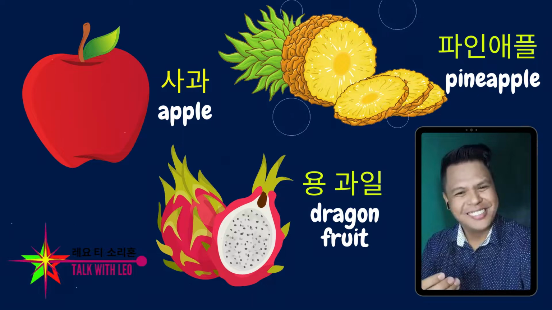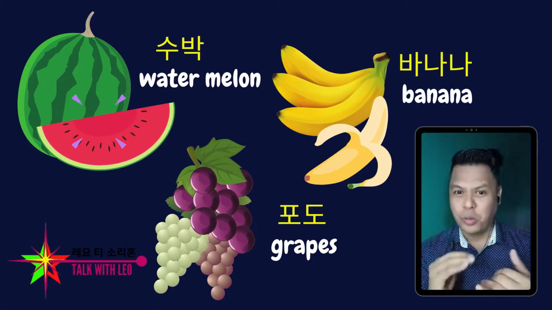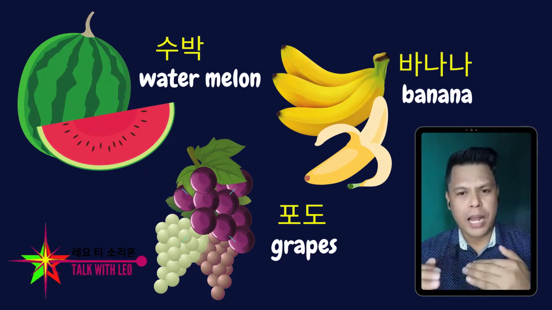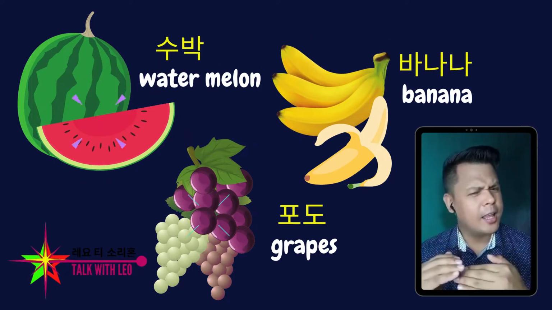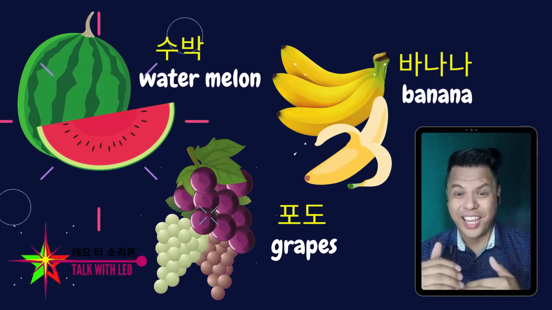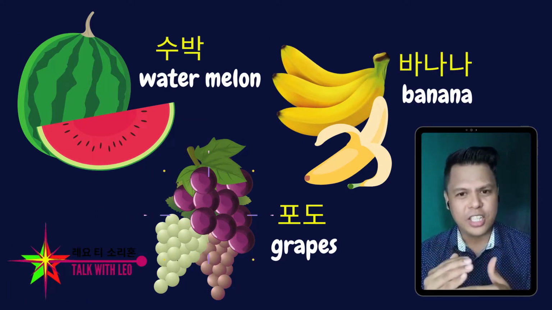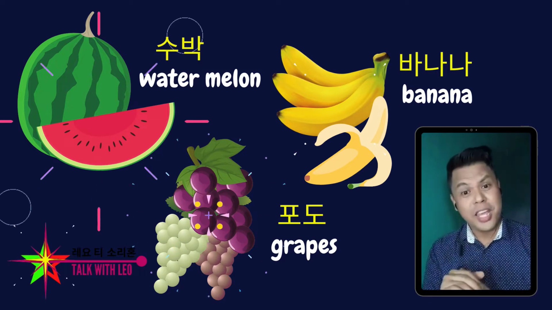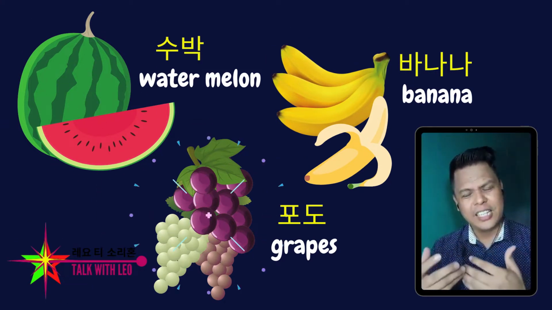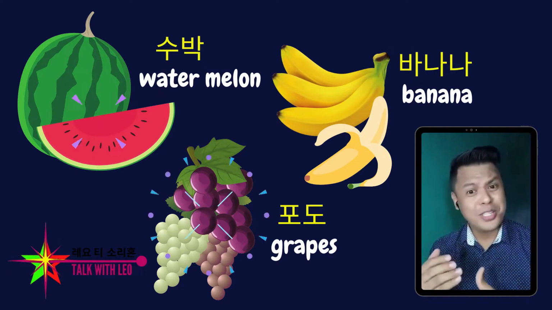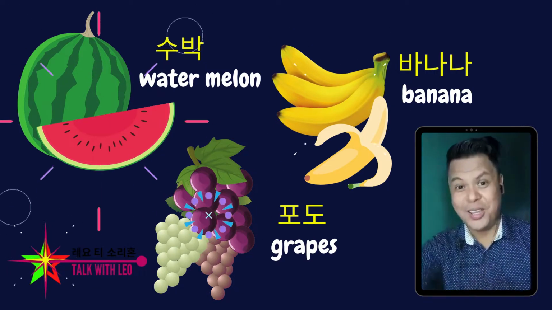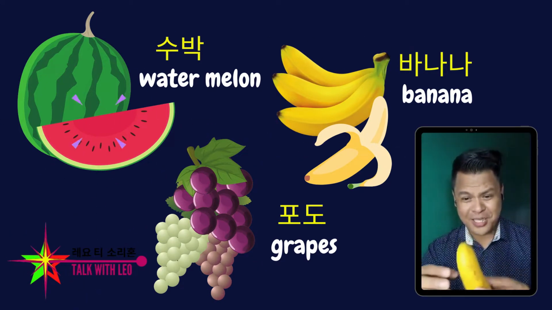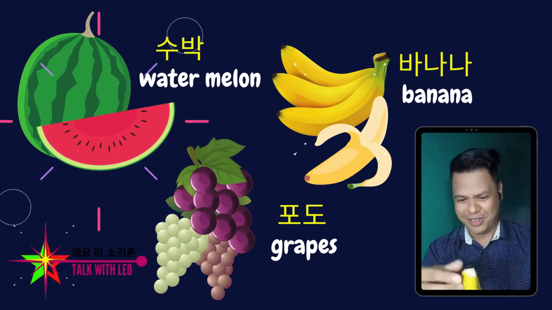In the next slide, we have watermelon in English, and in Hangul, subak. Again, subak. You've got it, right? Watermelon in English, in Hangul, subak. The next picture is banana, right? In English, banana. In Hangul, almost the same, banana. So again, watermelon, and the second one is banana.